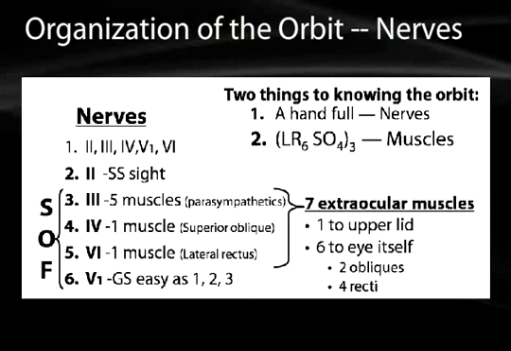Then you have cranial nerve 4, which does 1 muscle, the superior oblique, and cranial nerve 6, which does 1 more muscle, the lateral rectus. I have not included V1 because that's the sensory portion, and it's as easy as 1, 2, 3 NFL. So we have a handful of nerves associated with the orbit: 2, 3, 4, V1, and 6.